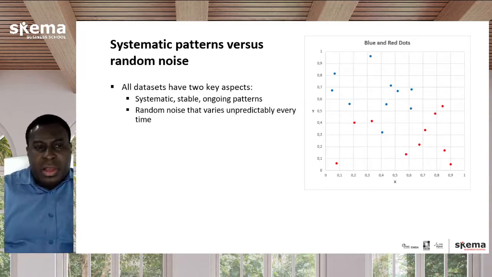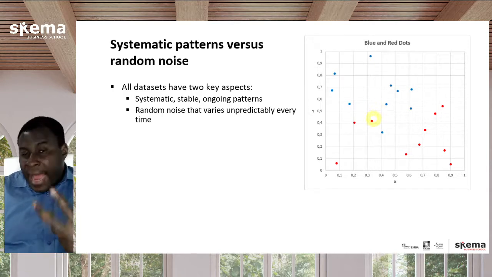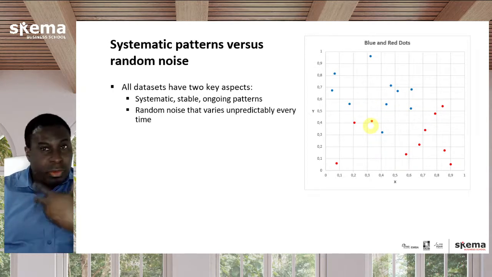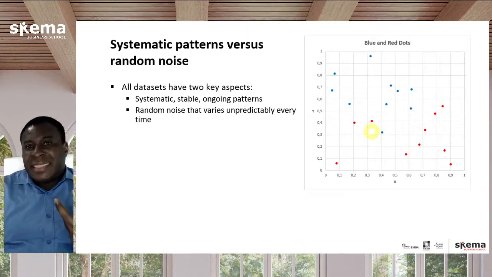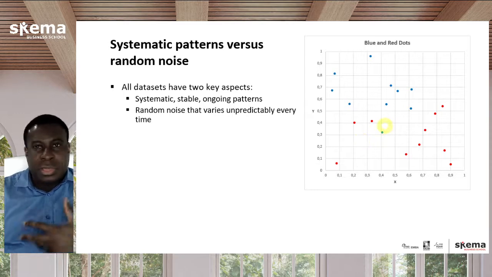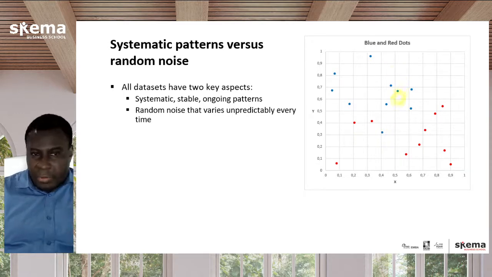So what's going on is that in any data set, there are systematic patterns going on, and there's some random noise. The systematic patterns are the physical laws or the social science laws of what is actually going on in nature or even in the social environment. And these are systematic, stable, ongoing patterns. However, real life is also random. There are just some things that are unpredictable that happen that mess up the systematic patterns.